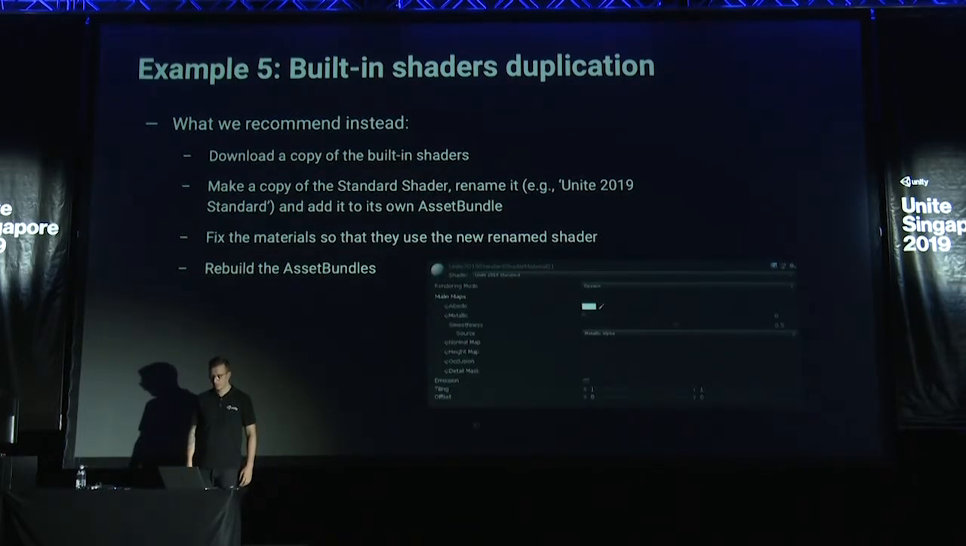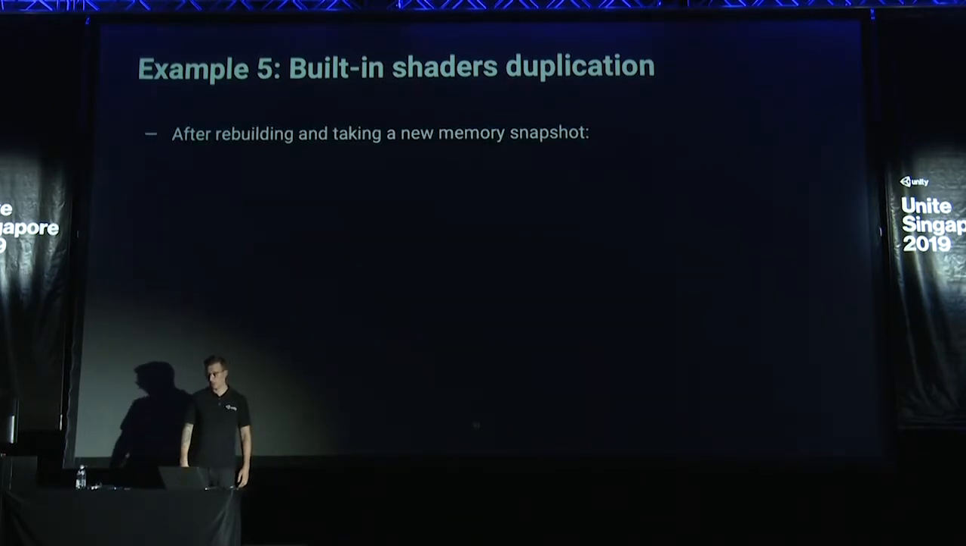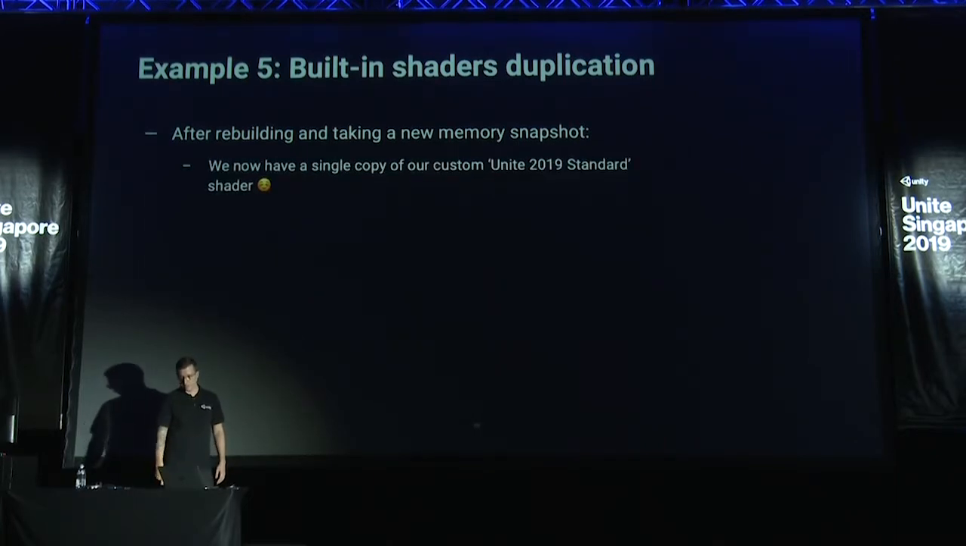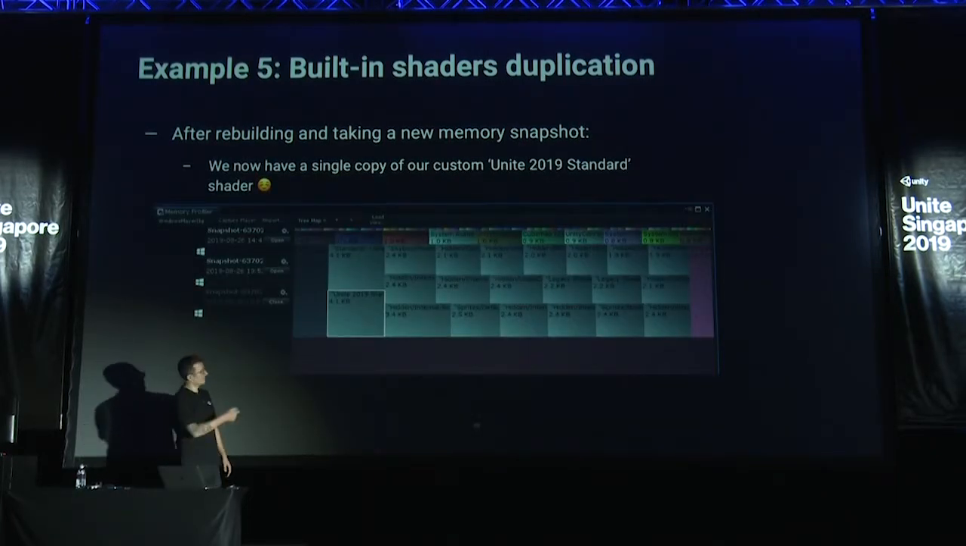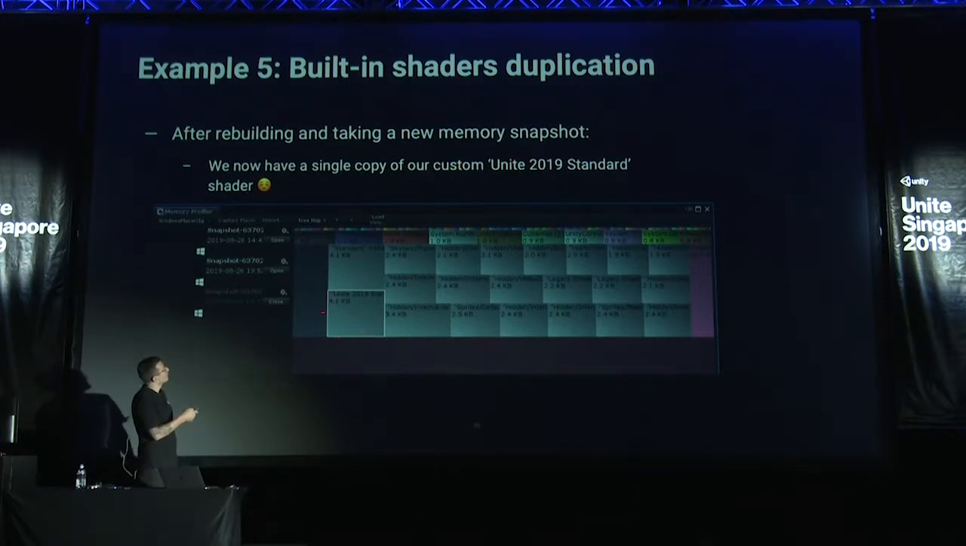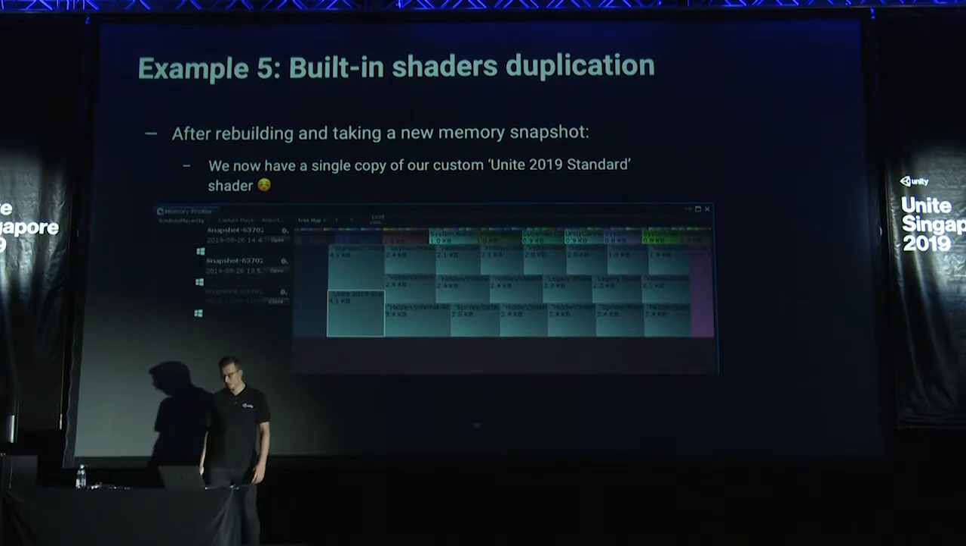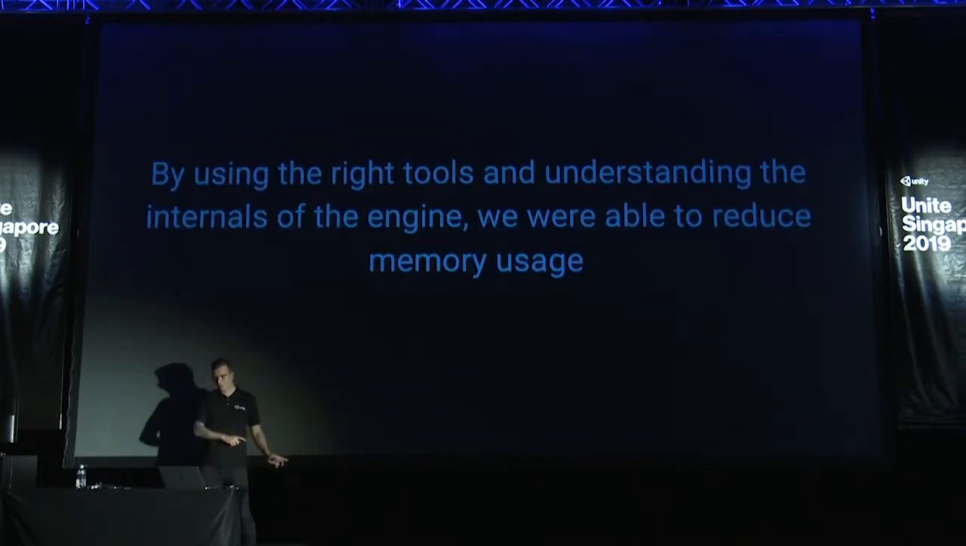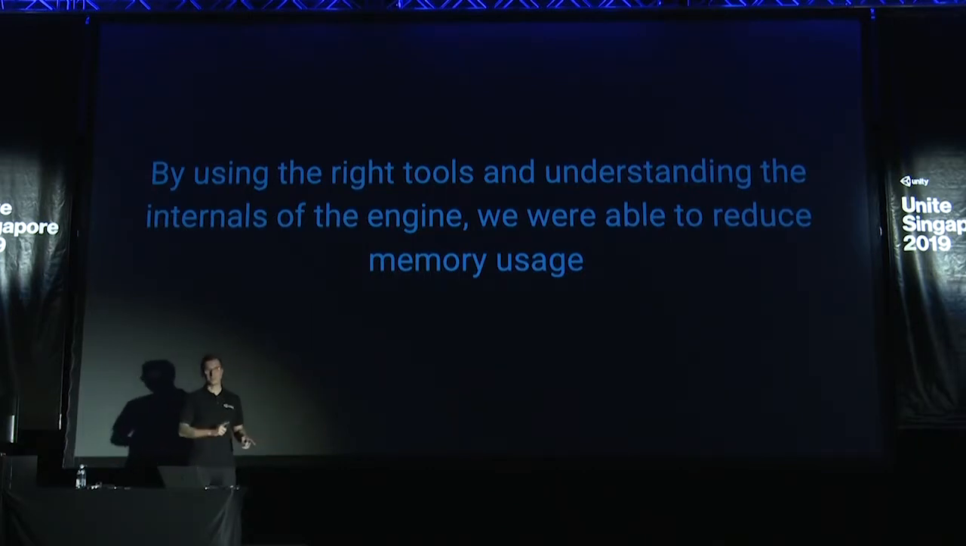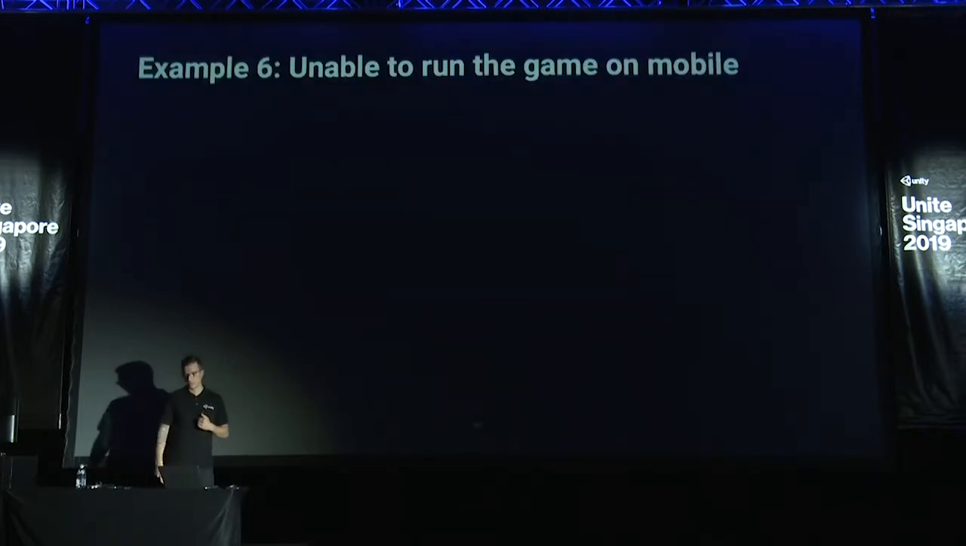So after doing all this work, what we saw is that we have only one block of memory, and it's only one shader instead of this crazy amount of unnecessary work on our memory. And the lesson that we can learn from here is that using the right tools and understanding the internals of the engine, because this asset bundle including shaders was not very obvious, basically allows us to significantly reduce the memory usage. Let's proceed to the next example.